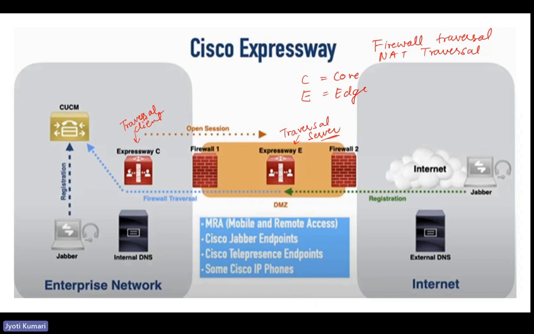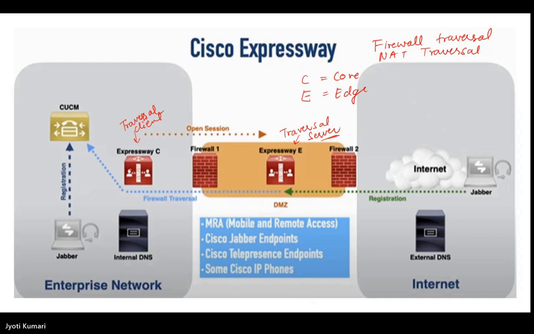So on the Expressway E, you install an Expressway E license. On Expressway C, you install an Expressway C license. A lot of configuration capabilities, user configurations, and so on, status configuration, all that is very similar again. Some of the configurations would be different, like I just mentioned the traversal server and client configuration, that would be a bit different. Rest, everything is very similar, even in case of Cisco VCS we had earlier.